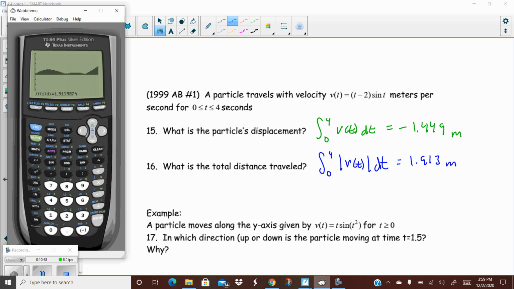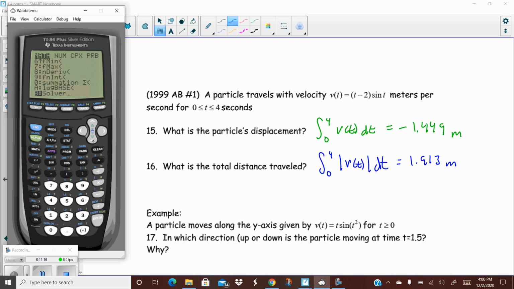If you have the 84 Plus Silver Edition or 84 Plus Gold, whatever it is, as long as you have the upgraded operating system, this next thing is really cool. You can do this. So let's clear this out. Say I don't want to type all this stuff into my y equals screen. I don't have to. I can do math, and I'm going to scroll down so you can see it.